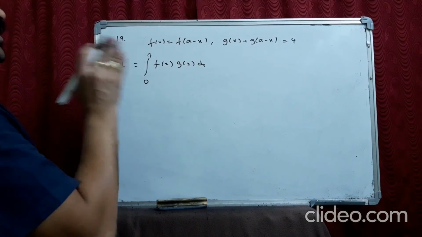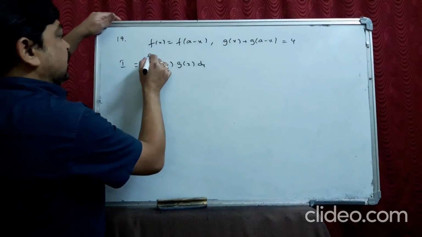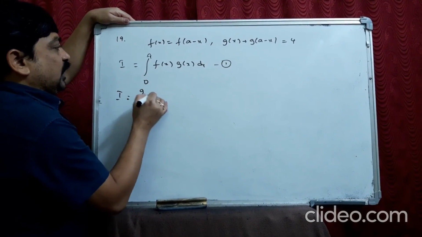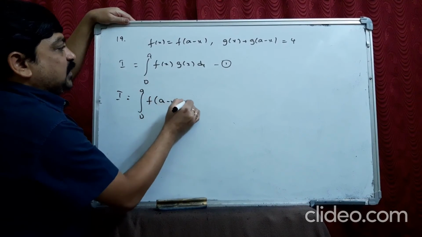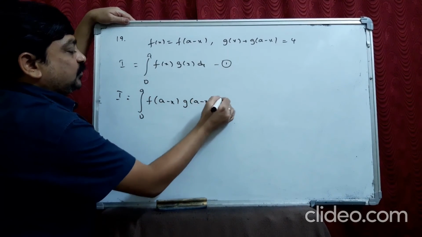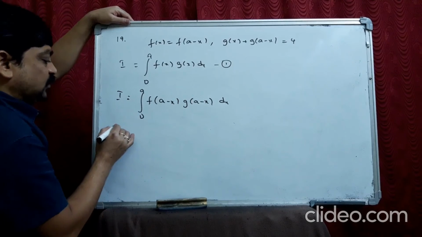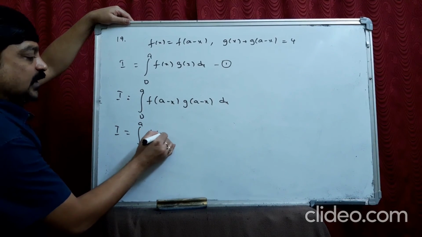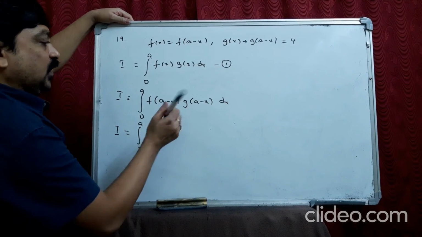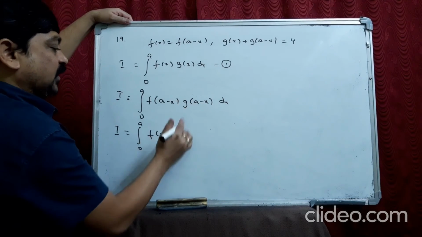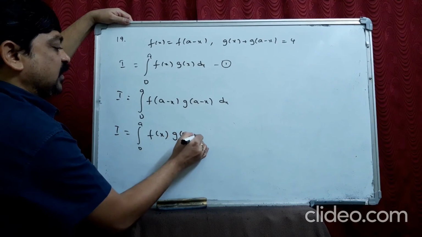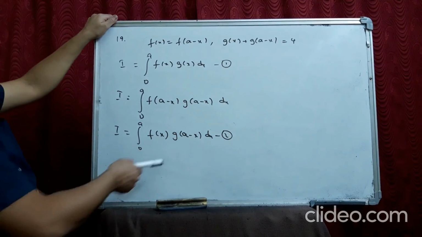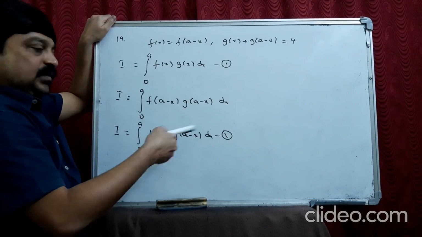Okay. Let us apply the property first. Let us take this as 1. Let us apply property 0 to a. In the place of x, I am writing a minus x dx. So 0 to a, f of a minus x is fx directly. So let us substitute this carefully. You keep like that only. G of a minus x dx, this is 2. Because we substitute this later, next time.